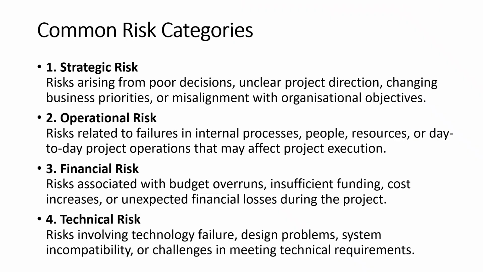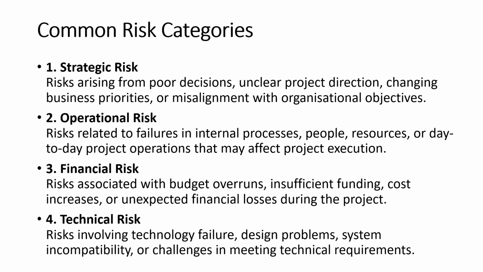Now we move to common risk categories. In practice, project risk can come from many sources, so categorizing risks helps project managers identify them more systematically. It also makes analysis and response planning easier. The first is strategic risks. These are risks related to decisions, project directions, or alignment with organizational goals. For example, if a project is based on poor strategic decisions or if a priority suddenly changes, the project may face serious challenges even if day-to-day activities are running well.